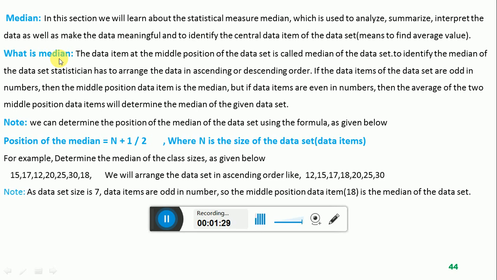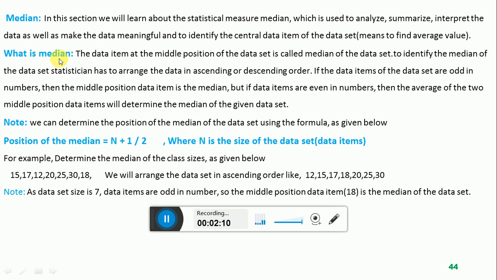So first the statistician has to arrange the entire data set in ascending or descending order to identify the median for the given data set. If the number of data items in the given data set is odd, meaning the data set includes 3 data items, 5 data items, 7 data items, 9 data items, so these are all odd numbers, then the middle position data item of the data set is called the median of the data set.